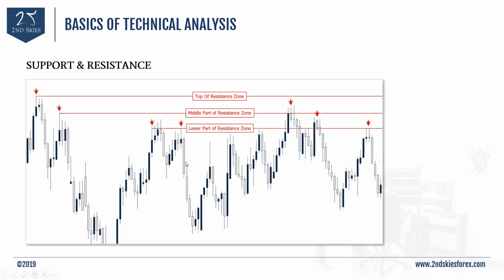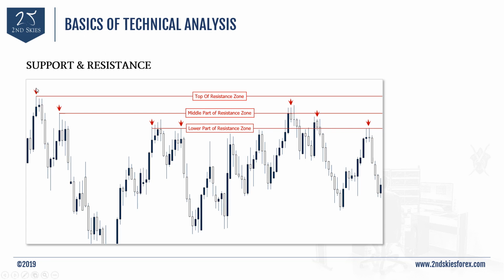Here's a good example of a very wide area of support and resistance. They come in different shapes and sizes, similar to candlesticks. Support and resistance are the same in terms of variation. Sometimes they're wider and sometimes they're more narrow. In this case, it's a very wide resistance zone.